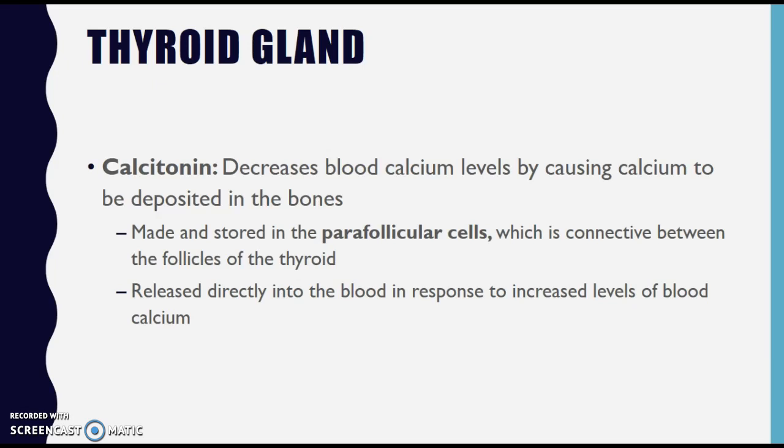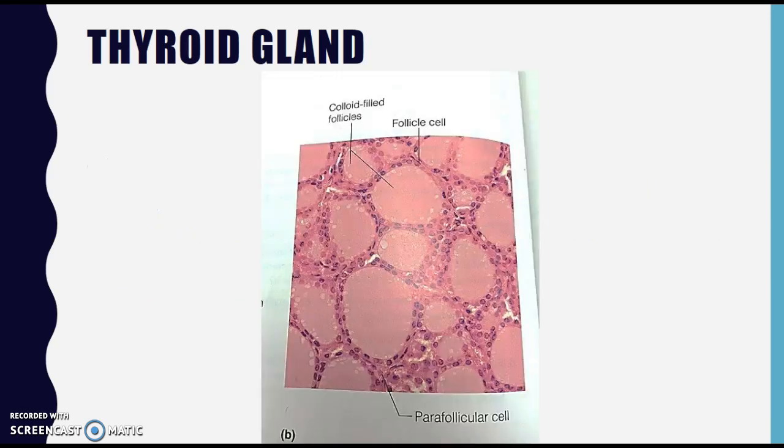It's made by what we call parafollicular cells, which are between the follicles of the thyroid, and it's released directly into your bloodstream if you have increased levels of blood calcium. So if your blood calcium levels are too high, you release calcitonin, and that excess calcium gets stored right on the bones.